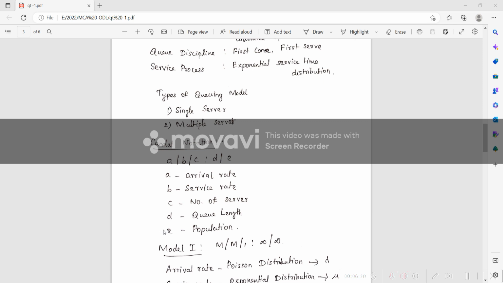So our first model is M/M/1 : infinity/infinity. The first symbol M is the arrival rate, the second symbol M denotes the service rate, and 1 is the number of servers, so we are going to have a single server. The fourth symbol denotes the queue length, so our queue length is infinite. And the population is also considered infinite.